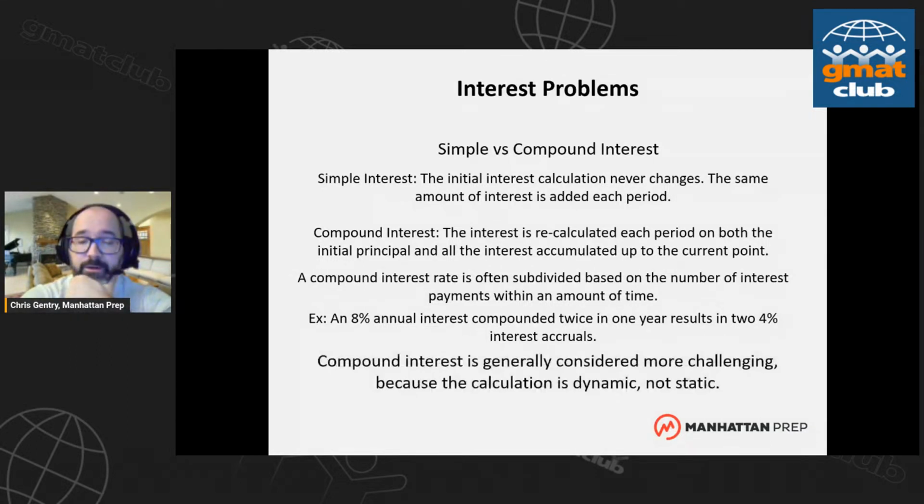In my experience, pretty much everyone finds compound interest more challenging. And it is more challenging because you are having to track more moving pieces. So be aware that if you are faced with a compound interest problem on the GMAT, you are quite likely in for some more steps, some more mechanics, quite likely a more time-consuming problem than a simple interest problem or many other percentage problems.